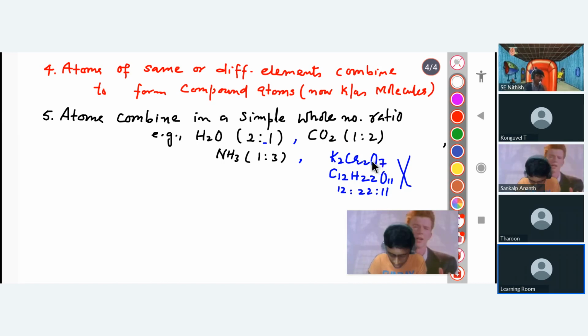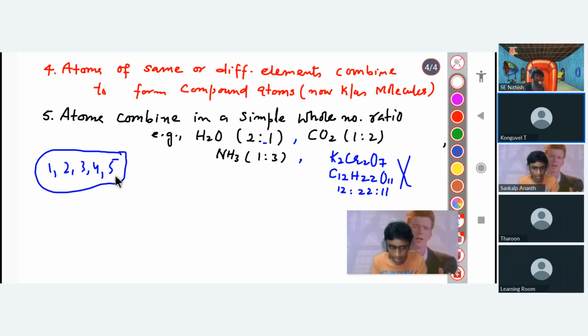But first, you have to see what Dalton actually said, so you have to remember it. What is a simple whole number ratio? Simple means when it is 1, 2, 3, 4; these are simple. Up to 5, these are simple. It should be 1 to 5. Okay, got it.